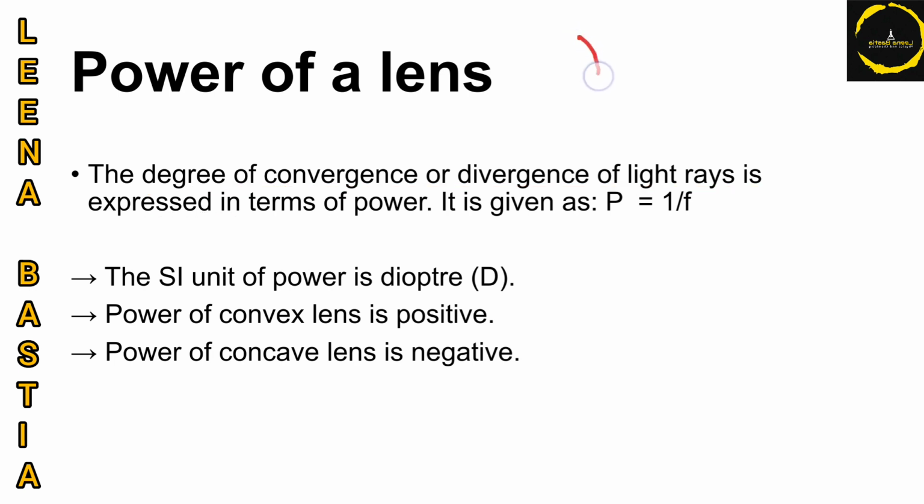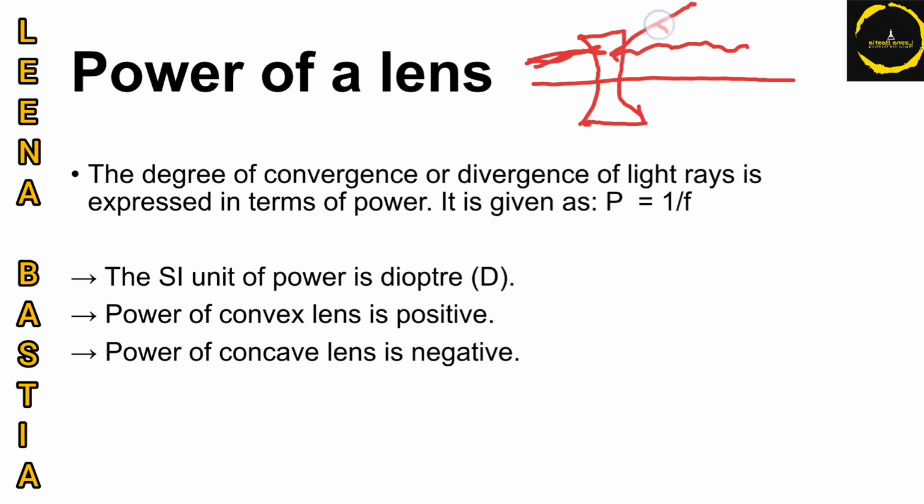Suppose here I have taken a concave lens. This is the principal axis. Suppose a light ray falls here. It has to go straight, but instead of going straight it diverges. So this angle that is formed is the divergence of the light ray. I hope it is clear.